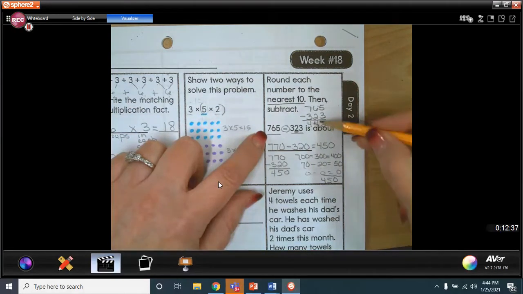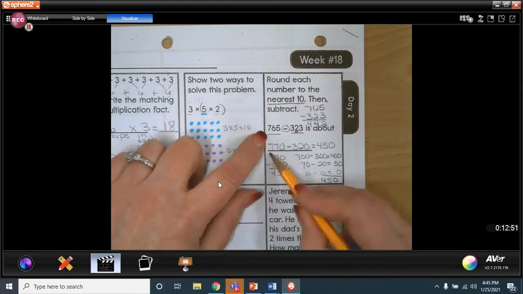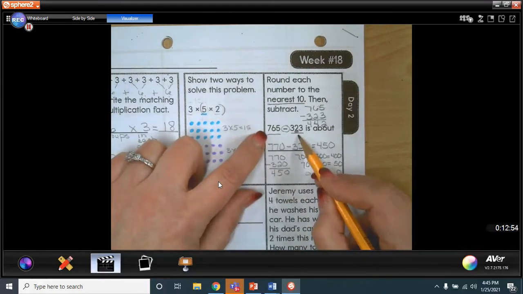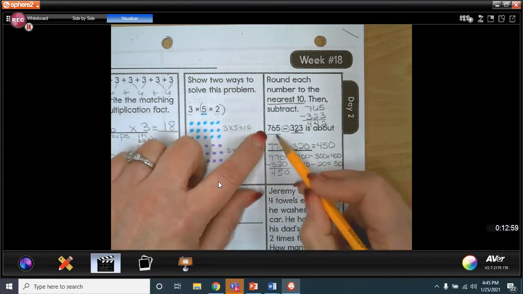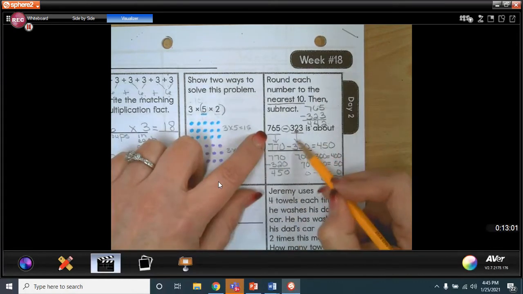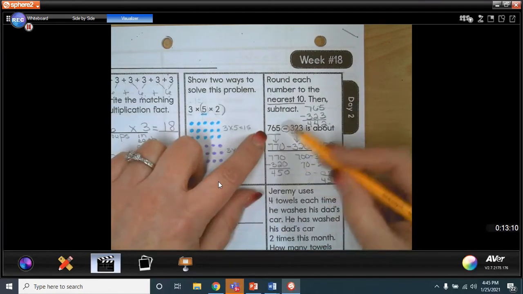So is 442 close to 450? Yes. It's only 8 away. Again, we do not round the exact amount. We round our numbers first, and then we subtract. I'm going to repeat that again. We round first to what it's asking us to round to, then we subtract. We do not subtract the exact amount. We always round the numbers in the equation first.